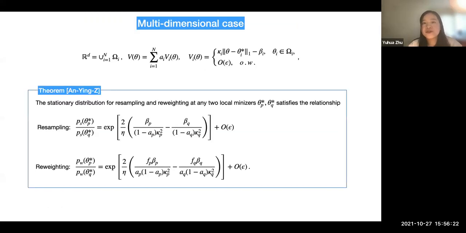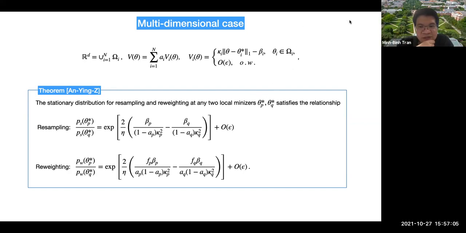We can also generalize to the multidimensional case. For the multidimensional piecewise linear case, we have a similar result. For resampling, the ratio of the two minimums is independent of the sampling distribution, while the reweighting heavily depends on the sampling distribution. So we use the stationary solution of the Fokker-Planck equation to explain why resampling always outperforms reweighting when correcting the sampling bias. Before we move on to the next project, are there any questions?